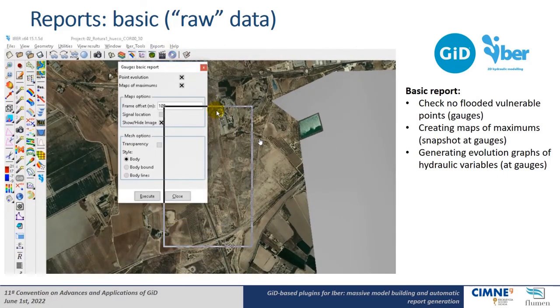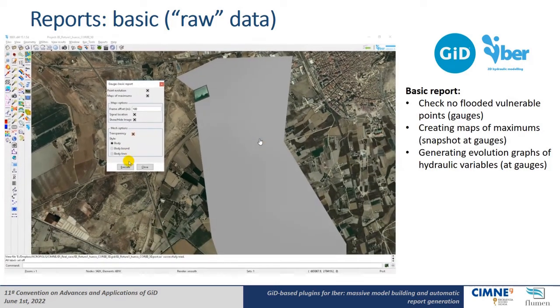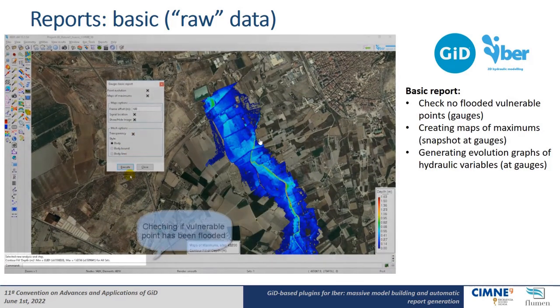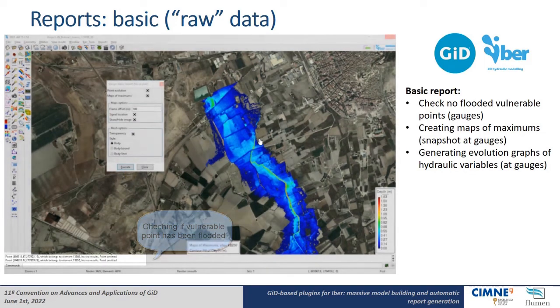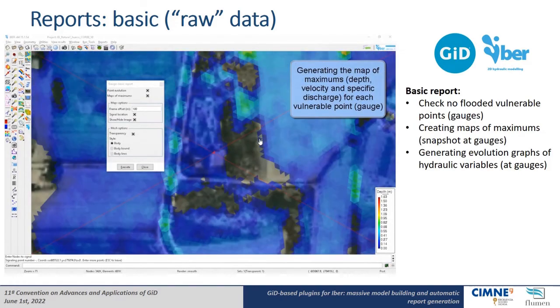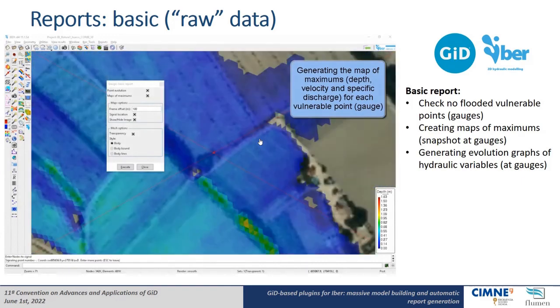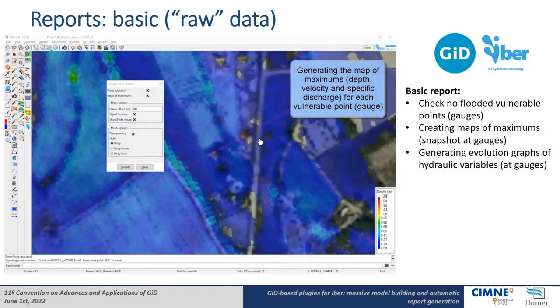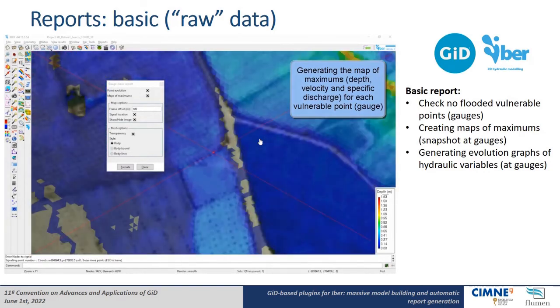First, we select the basic data of the report: graphs, screenshots of maps of maximums, locations, etc. The tool checks if the vulnerable point was flooded. If it was, it will be included in the report, otherwise it is neglected. Then, for every vulnerable point, a screenshot of the map of maximums is taken, and then it generates the graphs of the hydraulic variables over time. All the results are saved in a folder inside the model.